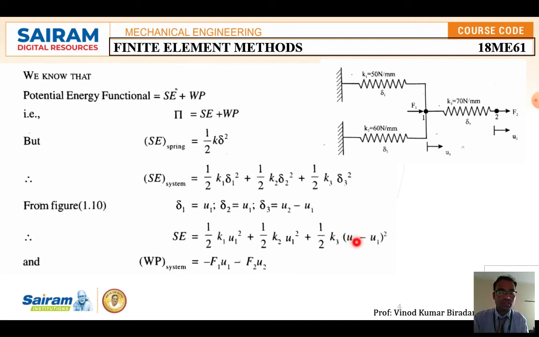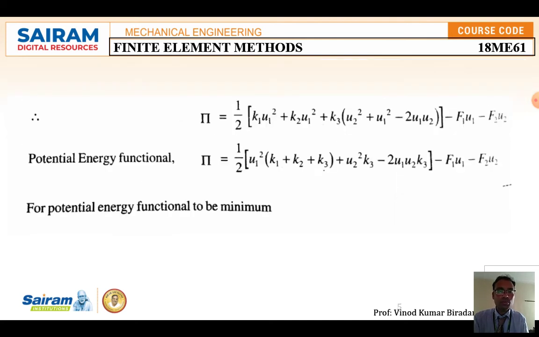Okay, so just resolve this: a square plus b square minus 2ab. So you are going to get the strain energy again, this is the work potential, this is the strain energy. Okay, so again you simplify this. The total potential energy function is pi equal to half of u1 whole square, and here you take q1 common: u1 equal to (k1 plus k2 plus k3) plus u2 whole square k3. Just multiply these two. So u2 square k3 minus 2 u1 u2 k3 minus f1 u1 minus f2 u2.